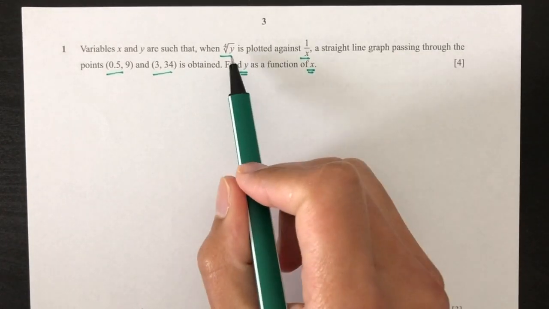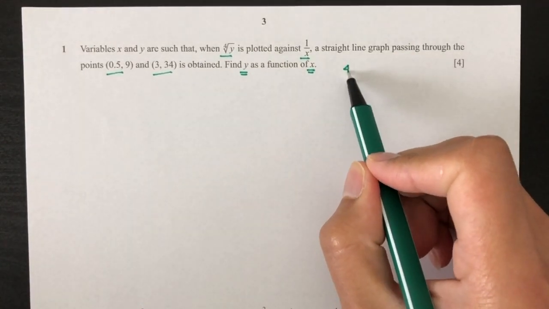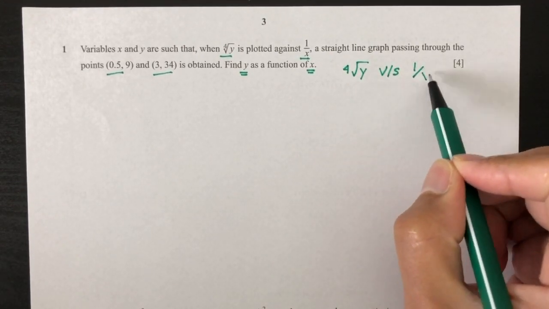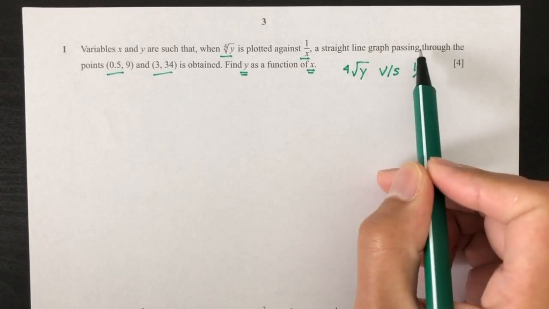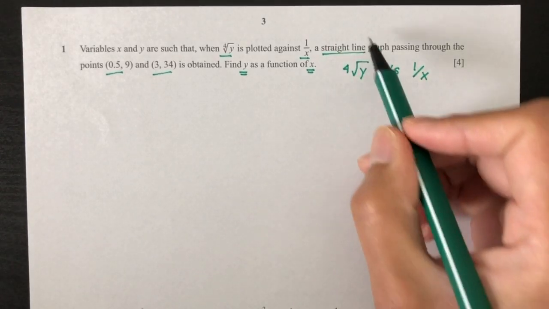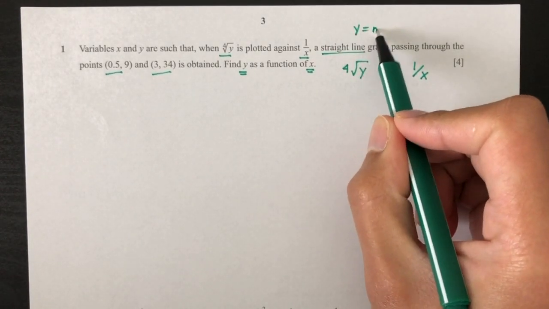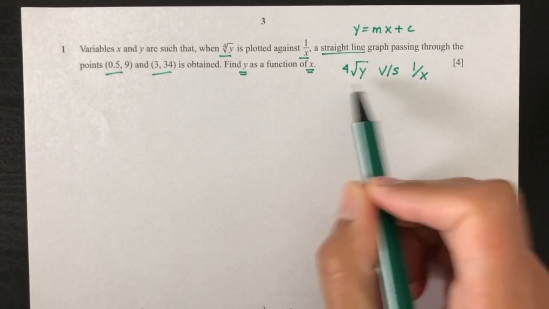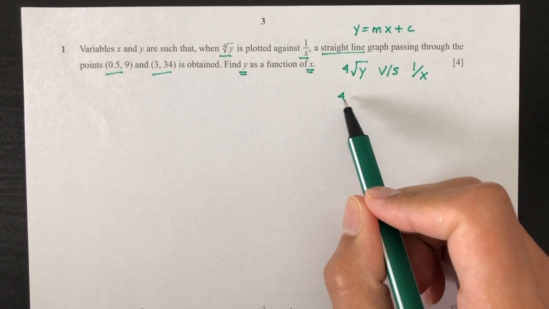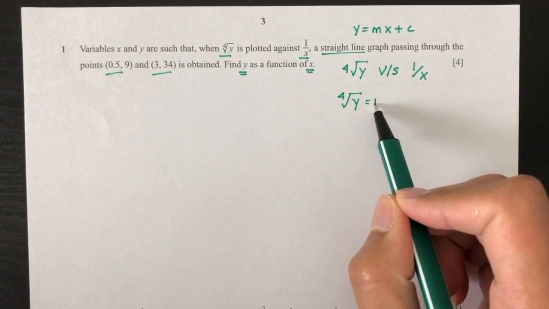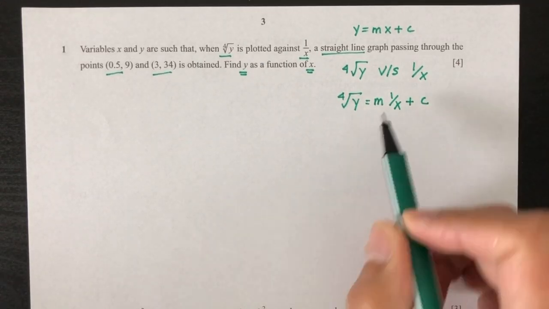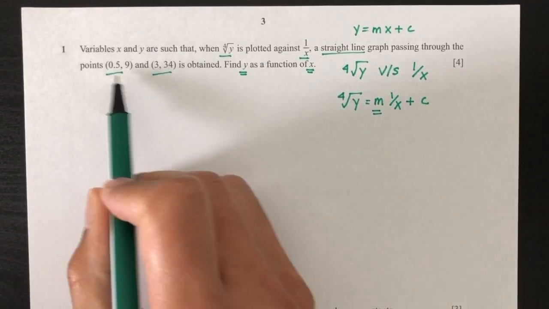The first thing you have to see is that they have drawn a graph of this against 1 over x, and they obtained a straight line graph. This means the straight line has an equation in the form y equals mx plus c. But in this case, since we have this against 1 over x, the equation will be this equals m times 1 over x plus c. Now m is the gradient. We can find the gradient using those 2 points.